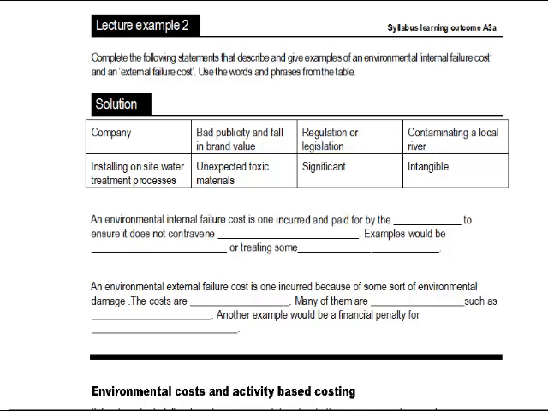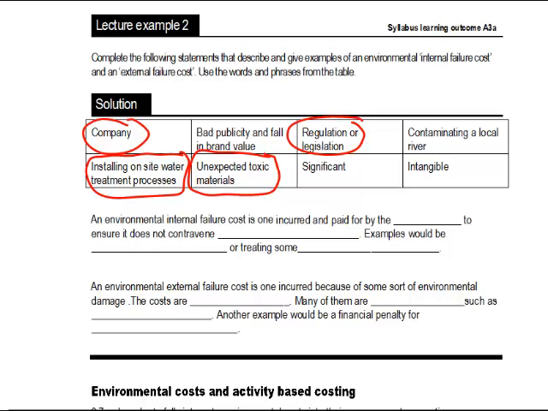Okay, working through the statements then. An environmental internal failure cost is one incurred and paid for by the company. So that's the first solution, to ensure that it does not contravene regulation or legislation. So examples would be installing on-site water treatment processes or treating some unexpected toxic materials.